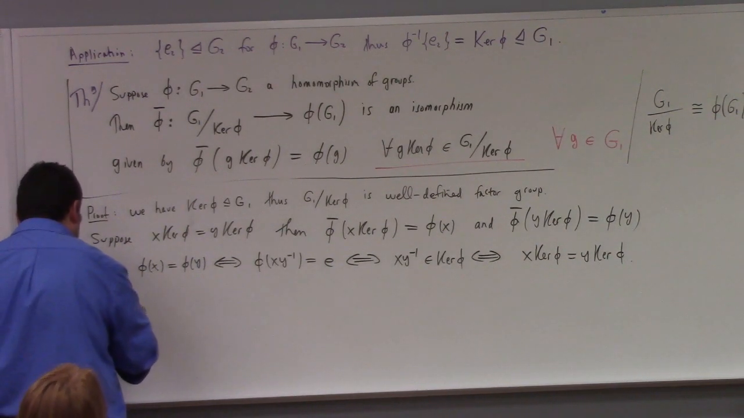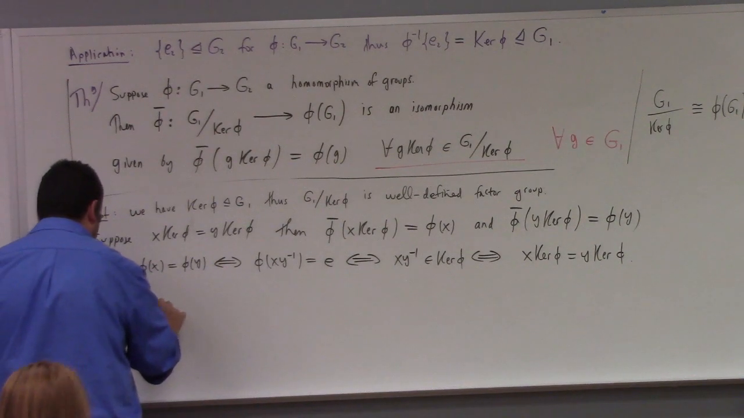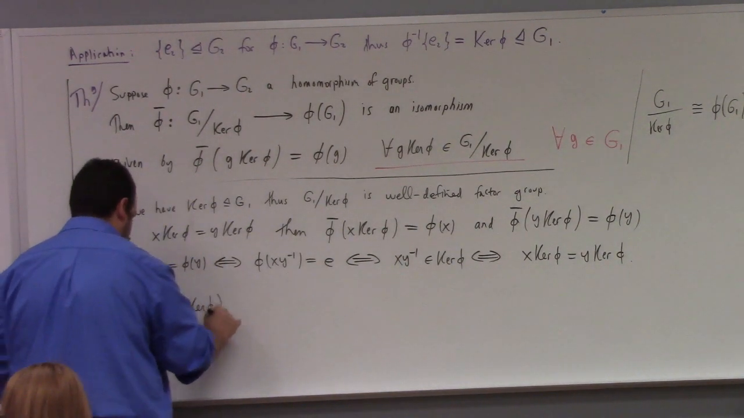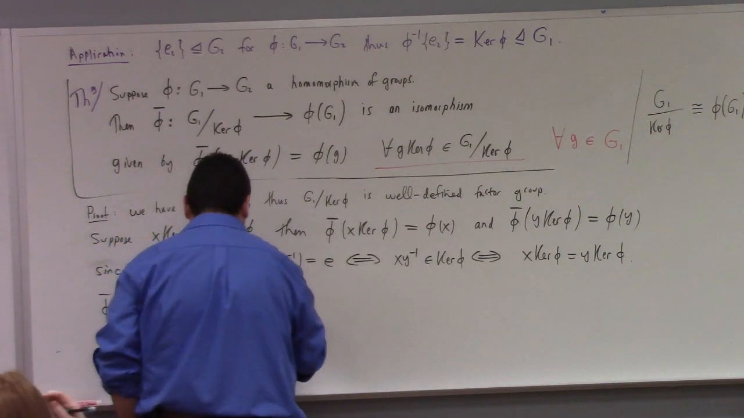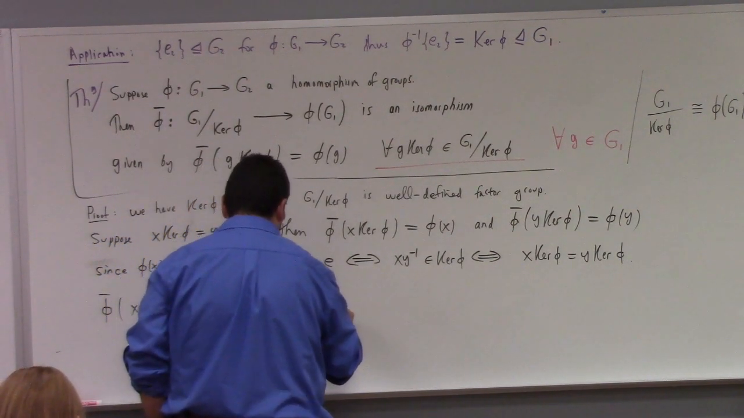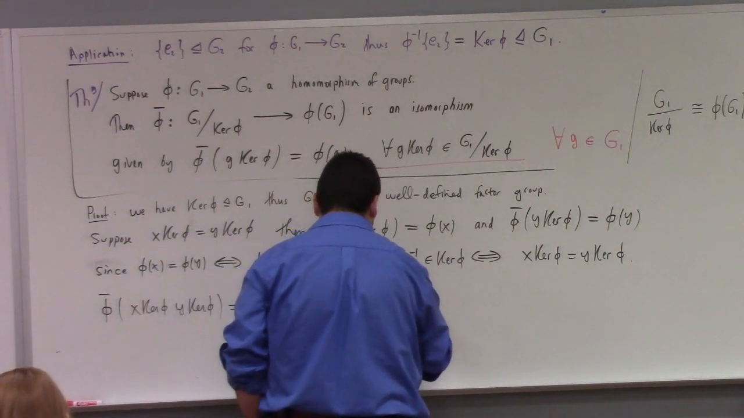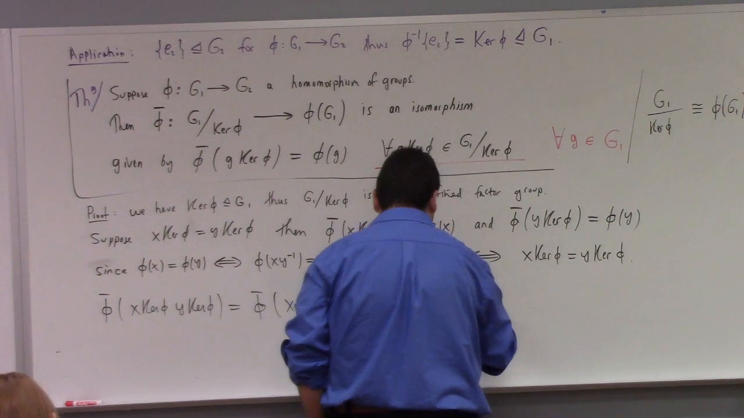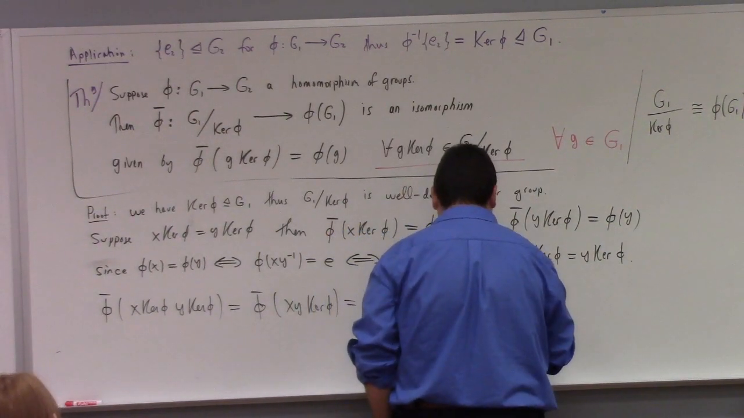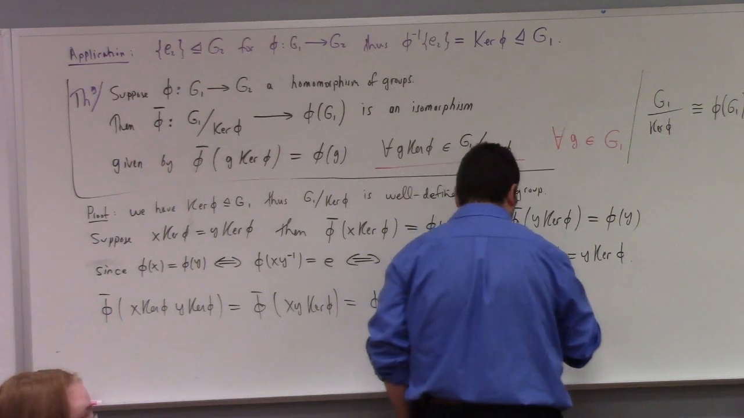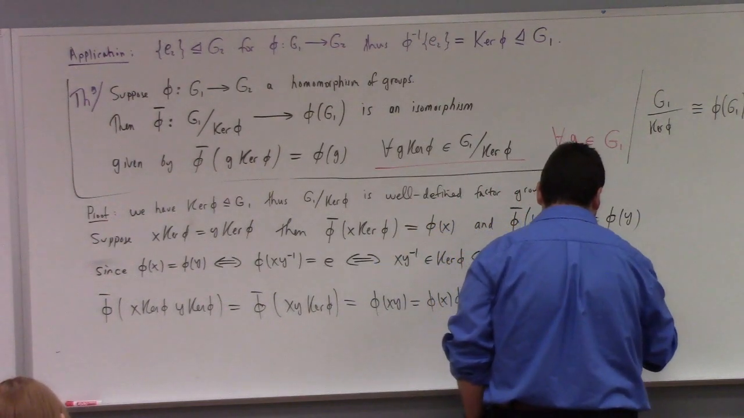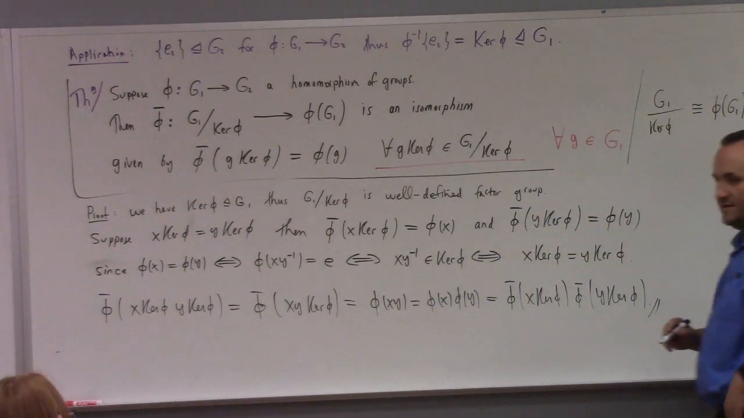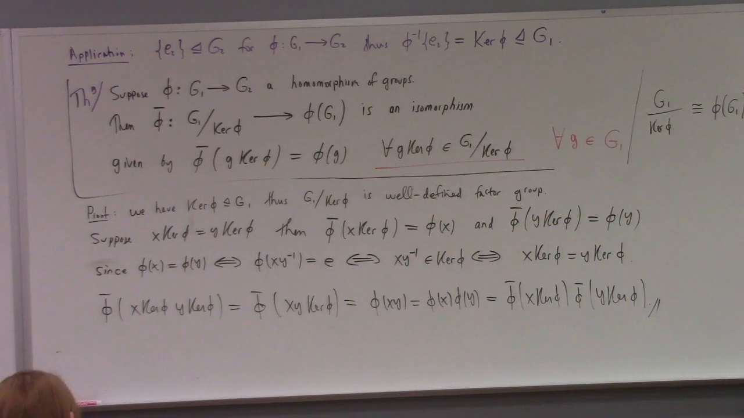So how about that? Phi bar of x kernel phi times y kernel phi is phi bar of xy kernel phi, which is phi of xy, which is phi of x times phi of y by the homomorphism, which is, by the way, phi bar of x kernel phi times phi bar of y kernel phi. All right, so with the exuberance of my children, I may have forgotten a detail, but I hope you can see this is most of the proof of the first isomorphism theorem. Now, the applications of this theorem are many, right?